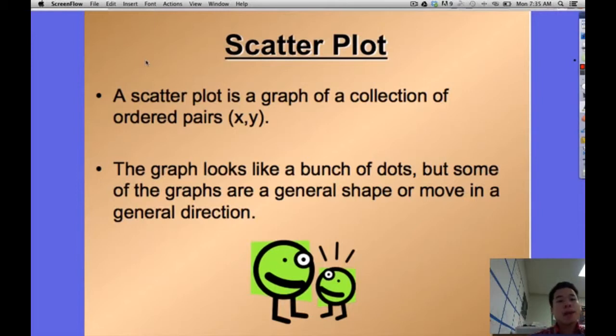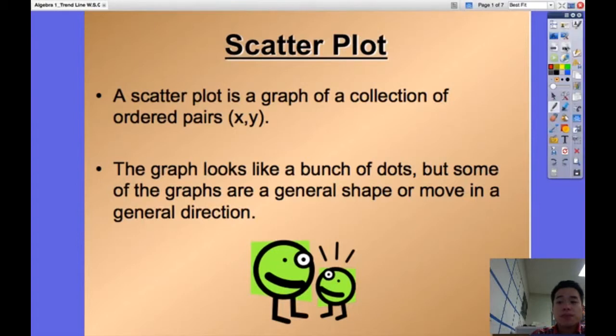So what we do in mathematics is we try to draw a line of best fit and then write an equation to help us predict future events. A scatter plot graph looks like a bunch of dots. The most important thing is I don't want you to connect the dots and make it into a heartbeat graph, where it's just up and down, up and down, because if you do that, you won't be able to predict a lot of information.